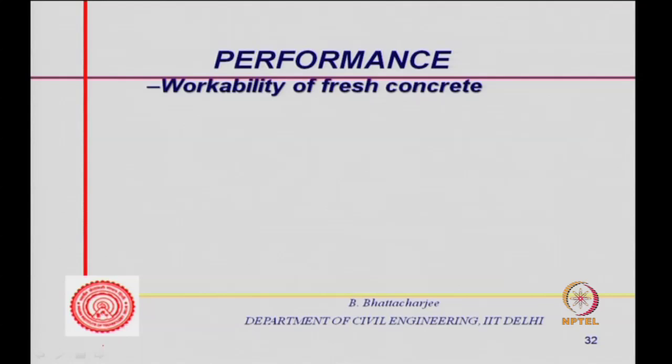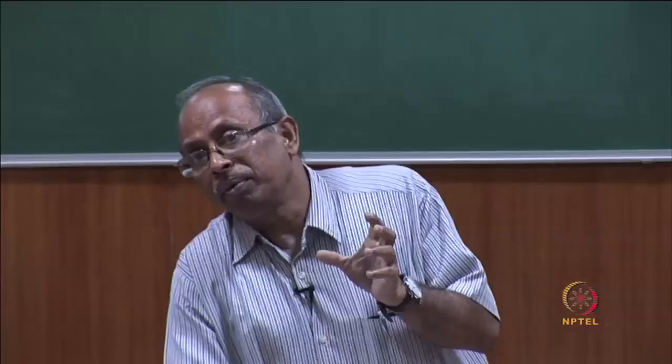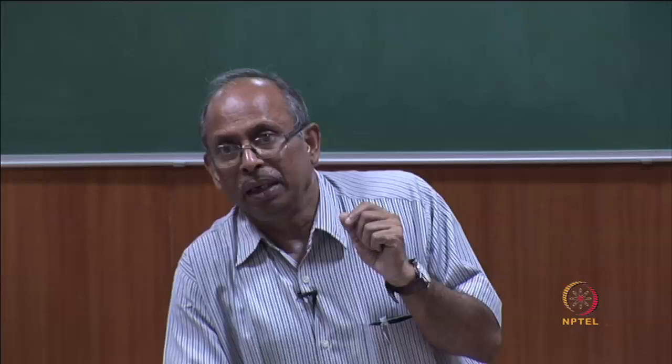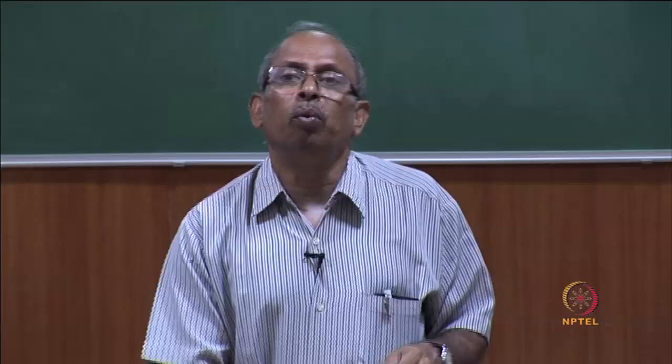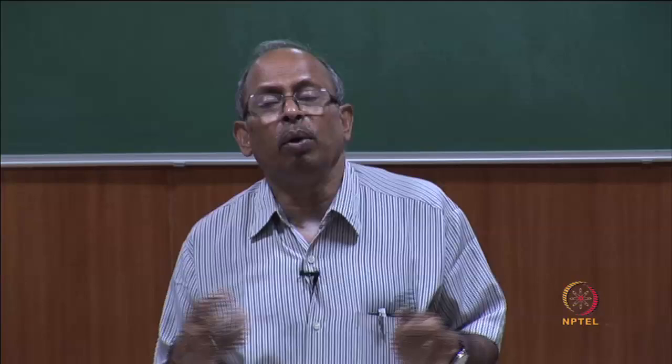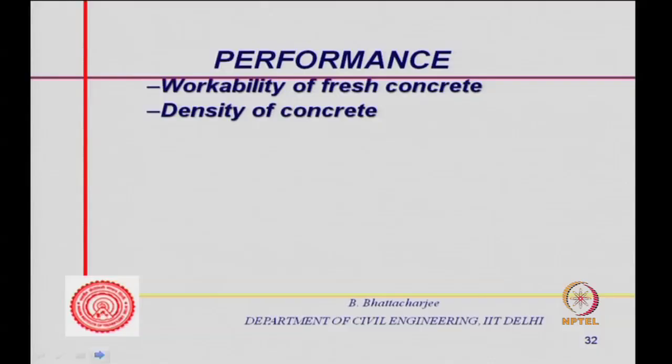I said that you can take the first 15% and last 15%, or any range in between, and the variation should be least. So, uniformity of the mix is measured by measuring workability of fresh concrete at different points of the discharge. Then you also measure the density of the fresh concrete, and the air content of the fresh concrete taken at different points in the discharge time.